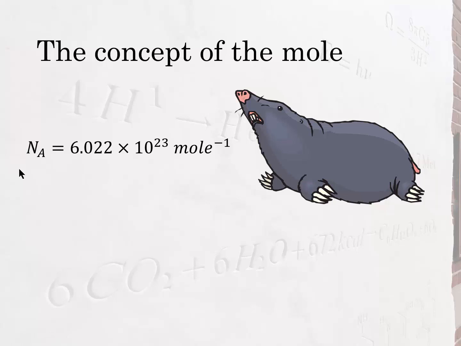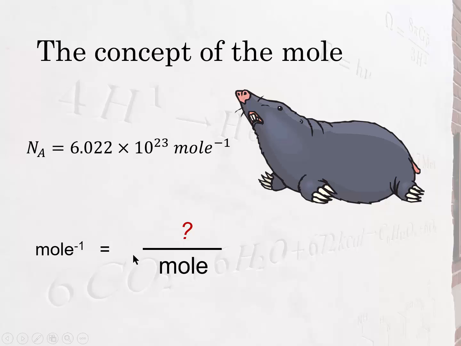Let's start by reviewing the concept of the mole. Avogadro's number, 6.022 times 10 to the 23rd, is a way to convert from the microscopic atomic scale to the macroscopic human scale. One atom is usually too small to be counted, but a mole of atoms makes a pile large enough to be handled by a person in a lab. The number itself is arbitrary. It's just a convention that chemists have agreed upon.